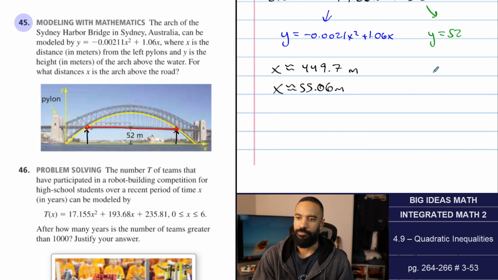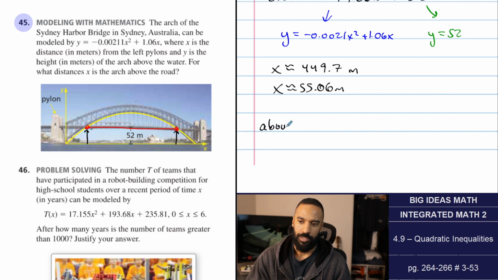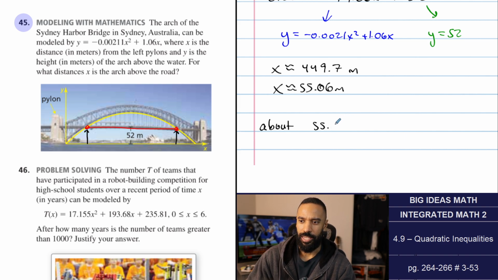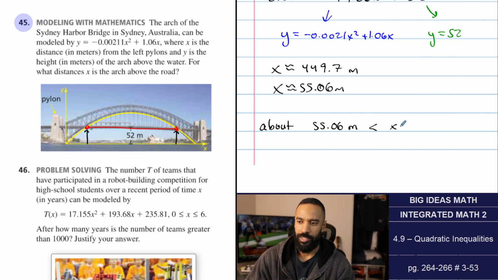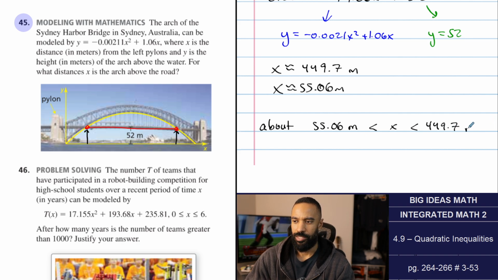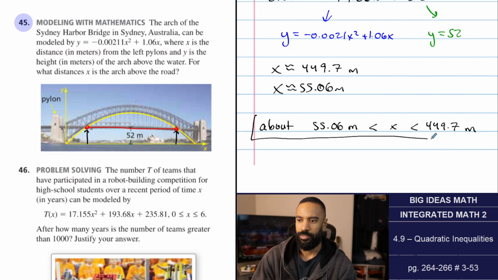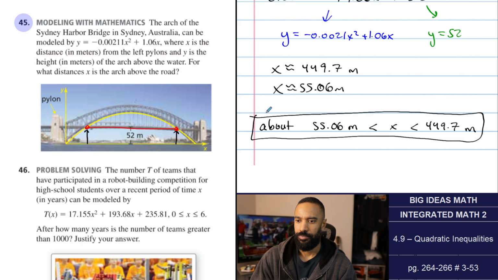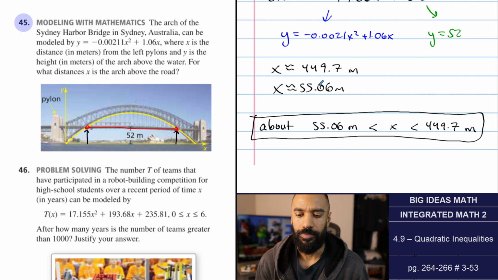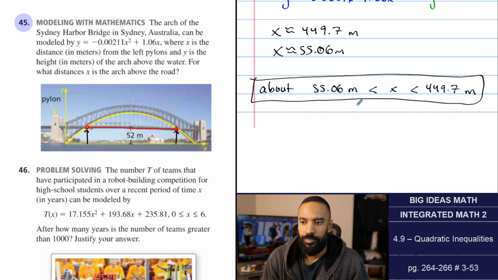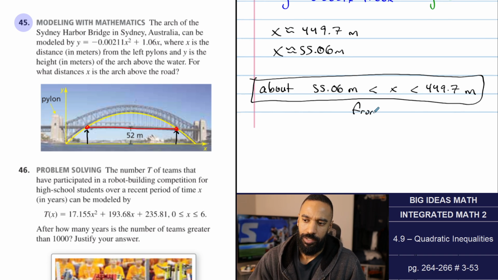So what I'm going to write as my final answer there is between about that and that, from the left pylon.